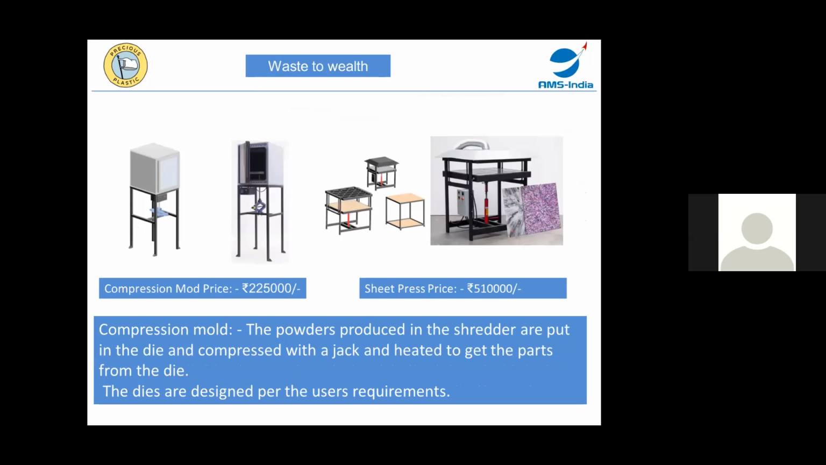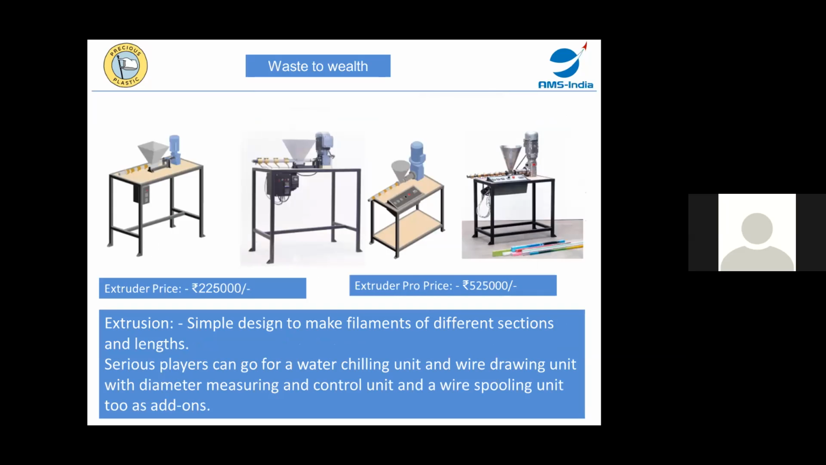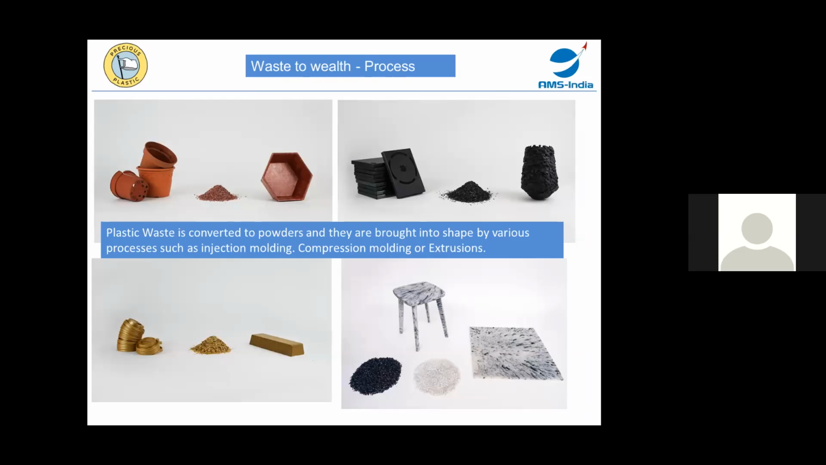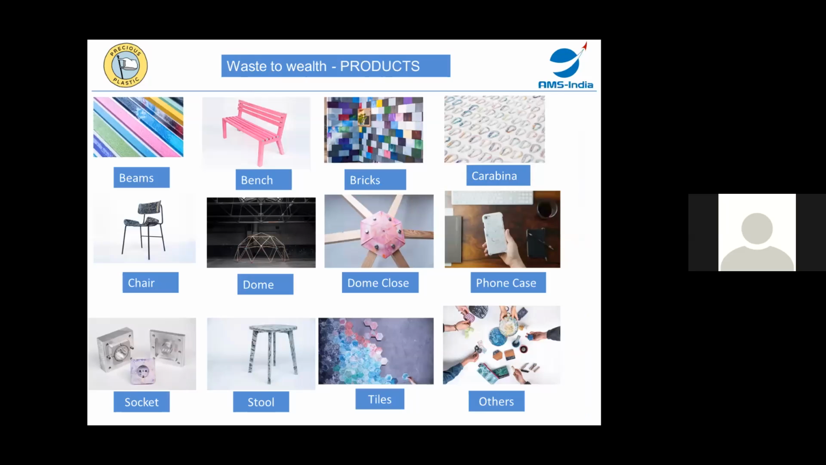Similarly, we have a sheet press, a compression mold press. These are all simple small machines which can be used by any industry or somebody who wants to start their own industry. They can create all these parts, and these are the machines for waste to wealth creation. What we actually do is, we have the molds, we have the technology, we have the press, we have the heating elements, everything configured to create the different parts that I'm showing you on the screen.